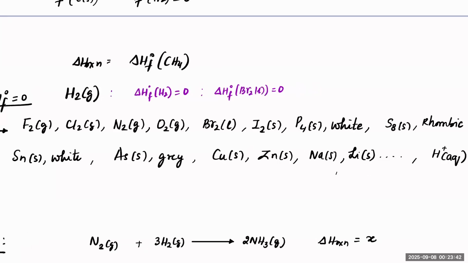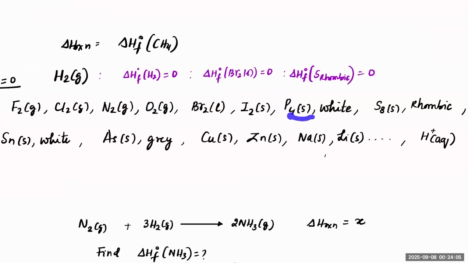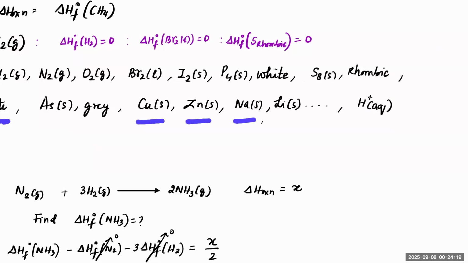Similarly, when it comes to sulfur, which has many allotropic forms, delta H of formation for the rhombic allotropic form is 0. Got it? The rhombic allotropic form is 0. And when it comes to phosphorus, white P is 0. I2 in solid state is 0. Arsenic in its gray form is 0. Gray allotrope is 0. Tin in its white allotropic form is 0. Copper, zinc, sodium, lithium, all these metals in their basic solid state are 0.